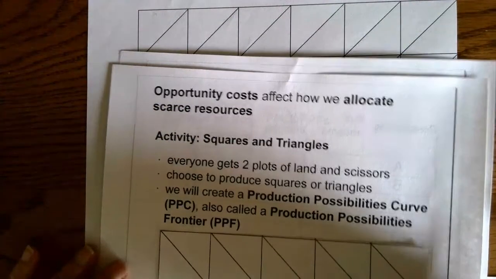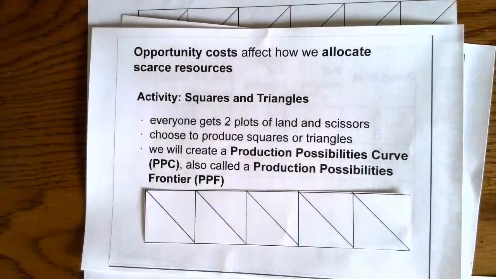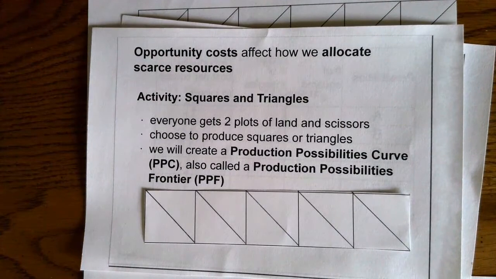And they have to choose whether they want to use their land, their quote-unquote resource, to produce squares or triangles. And then we're going to collect the data from this to create our production possibilities curve. Although the terminology production possibilities frontier, PPF, no longer appears in the College Board course and exam description, students might encounter it somewhere else if they watch online videos or take a higher level course in college. So I like to at least introduce that term so they understand that these are the same thing. But then we'll use the term PPC going forward.